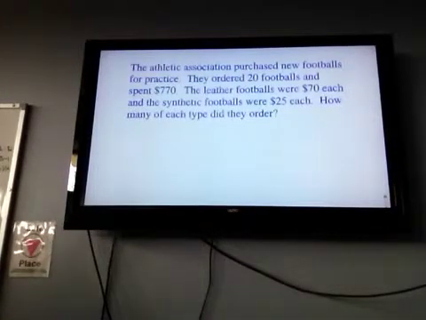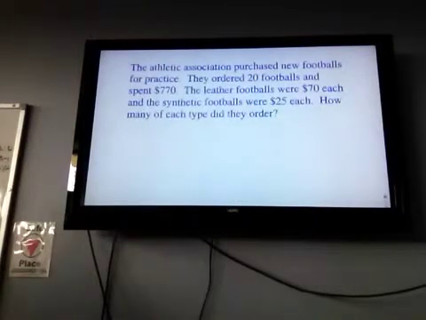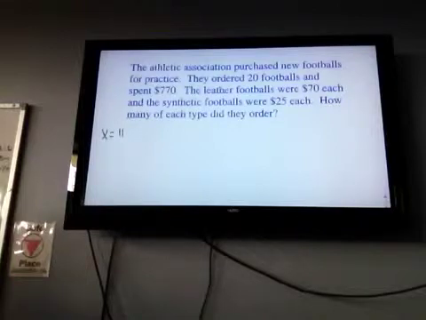So again, we look at the last sentence. How many of each type? The last sentence tells you what X and Y represent. So let X be the number of leather, and Y be the number of synthetic.